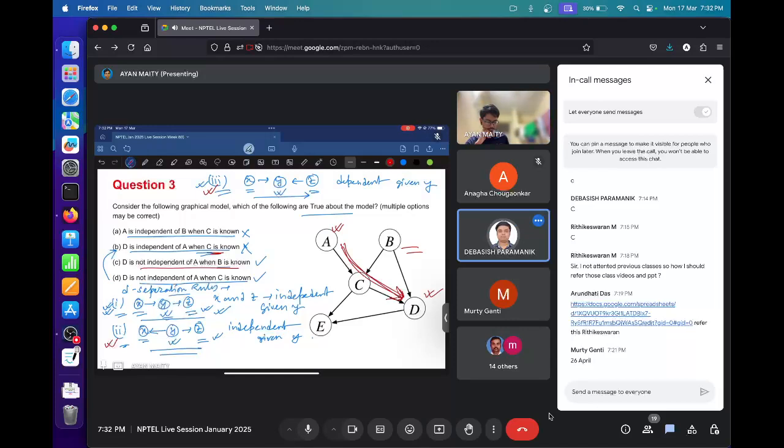That's why option C is better. If C is given, then that question is covered here. Option B says that C is known. Then you have to apply that, and for that you have to consider other paths as well. You have to find one path that is not blocked. That is the main thing.